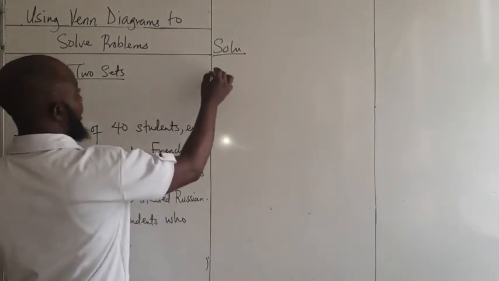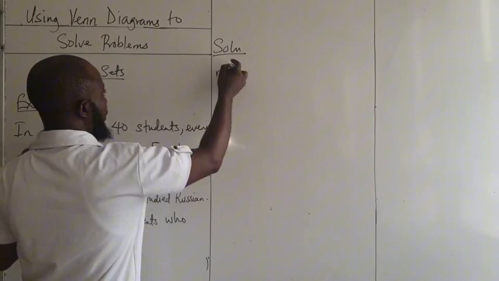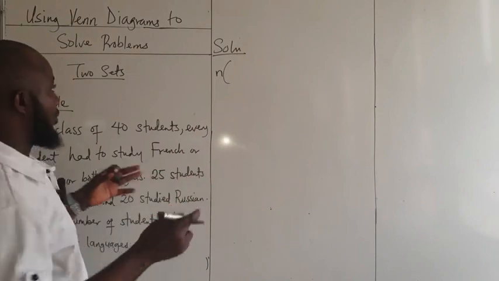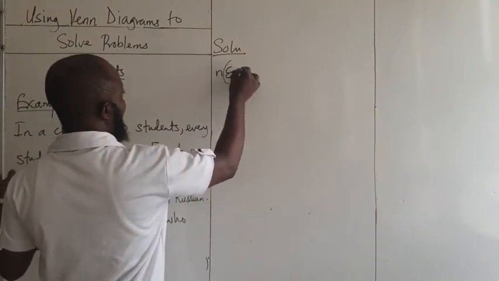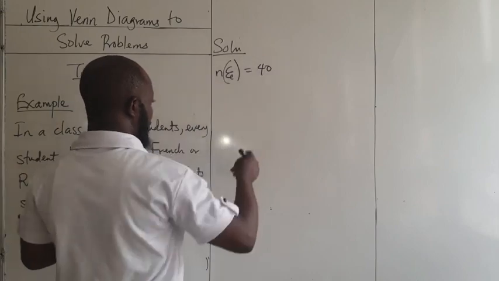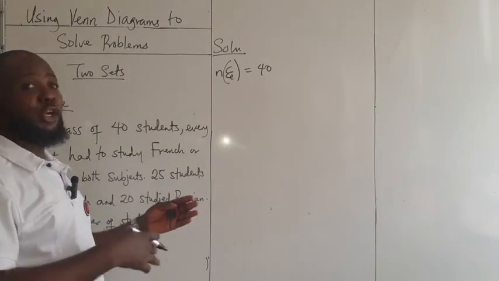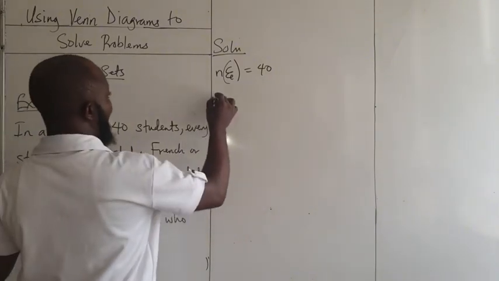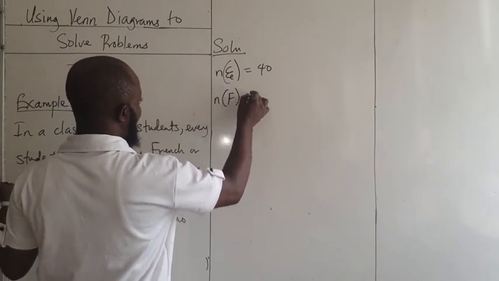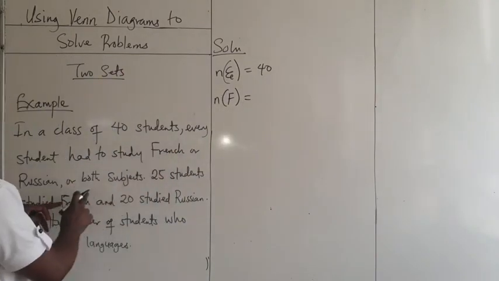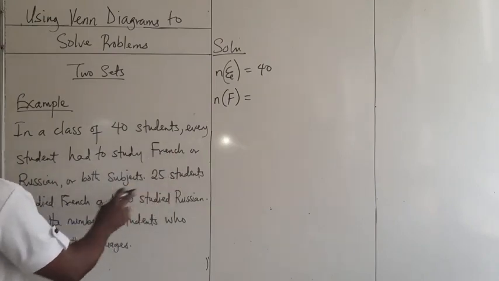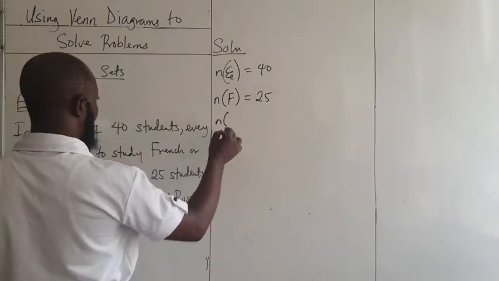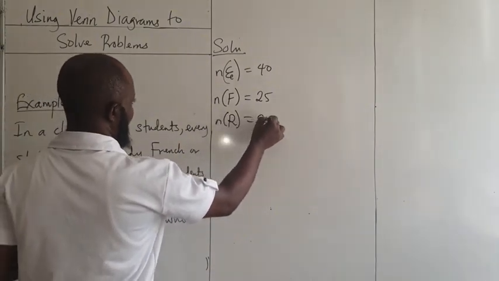So this means that the number of elements in the universal set, since the total number of students in this class is 40. So the number of the universal set is 40. No, we are not listing out elements. We are looking at the number of. Then we have French. We can make French to be F. So the number of students that study French is 25. While 20 studied Russian. The number of Russian is 20.